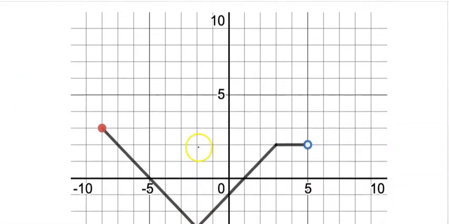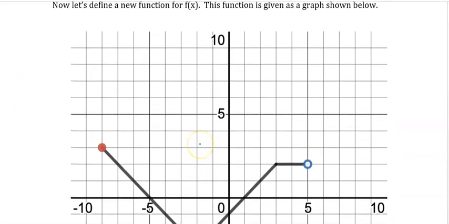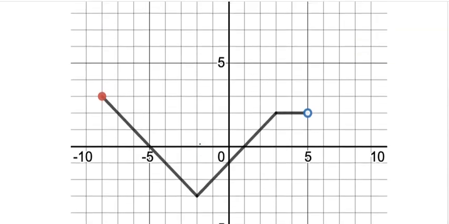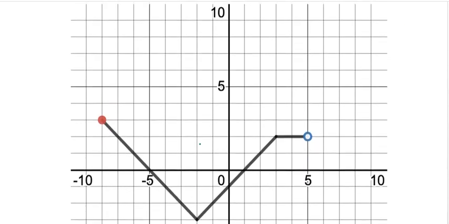So we're going to try a couple. Again, we have our function that's defined in pieces, as we typically have. And we're going to take a look at that. If I can get the software working. Oh, I'm touching the wrong thing. There we go. So there's my new function.